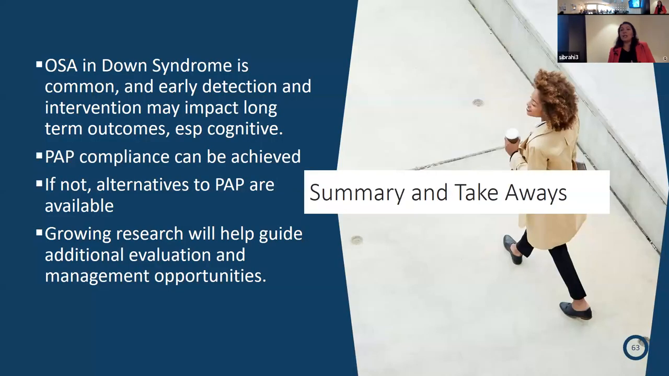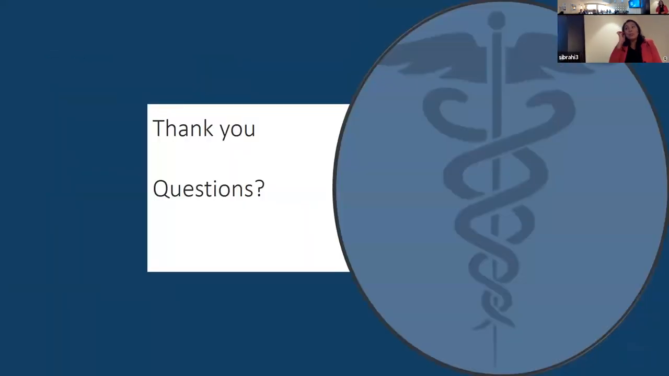And then future directions. So I just hope today you learned something about sleep apnea and Down syndrome. It's common, early detection is key. Maybe intervention could also be helpful in impacting some of these long-term outcomes, especially those that are cognitive. PAP compliance can be achieved. Every time I read that, it just humbles me a little bit because it's sometimes challenging in clinics, but time and lots of support hopefully will get us there. If not, there's good alternatives to PAP, and there's growing literature, hopefully, that will help us guide our care in the future. So happy to take any questions.